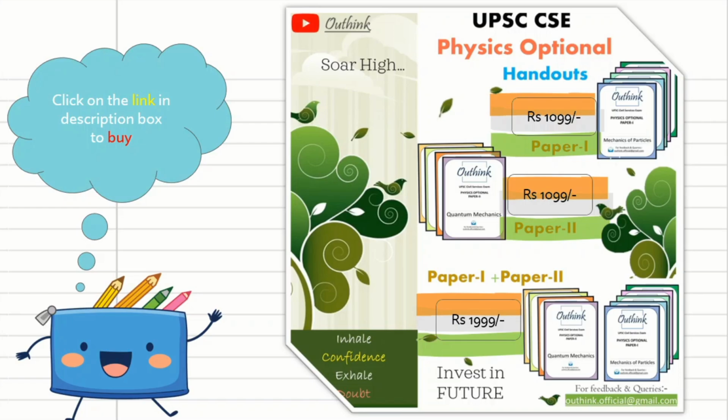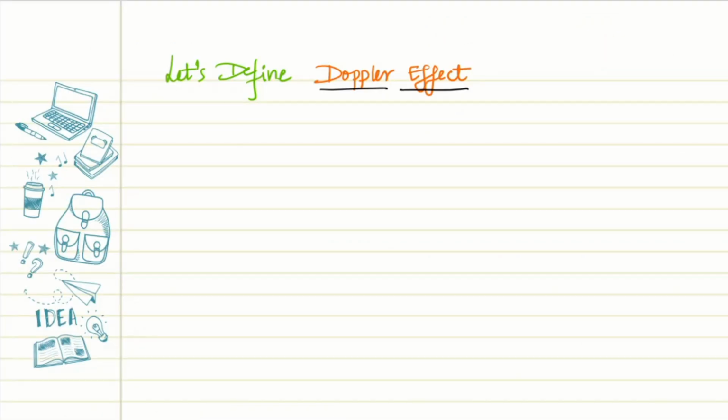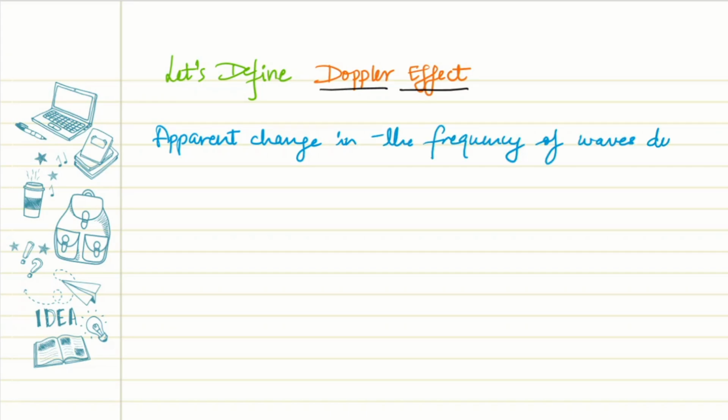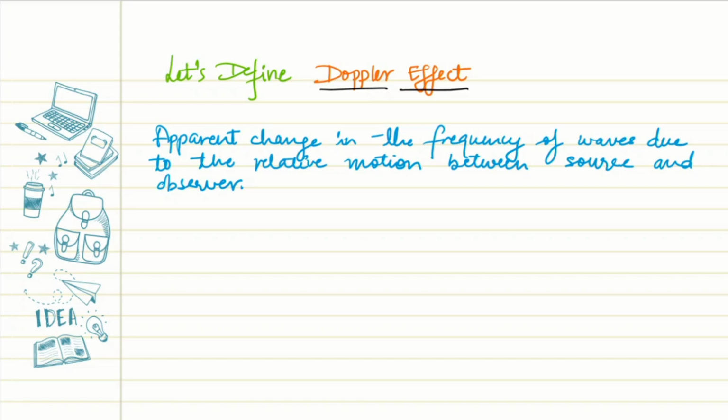So let's first define what is the Doppler effect. Everyone knows, so let's just define it first. It's an apparent change in the frequency of waves due to relative motion between source and observer. Because of the relative motion, there's a change in the frequency. So let's first see the Doppler effect in sound.